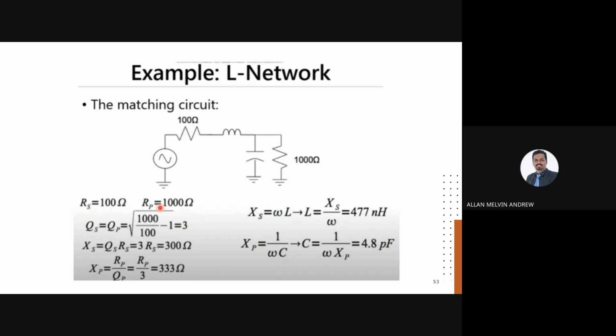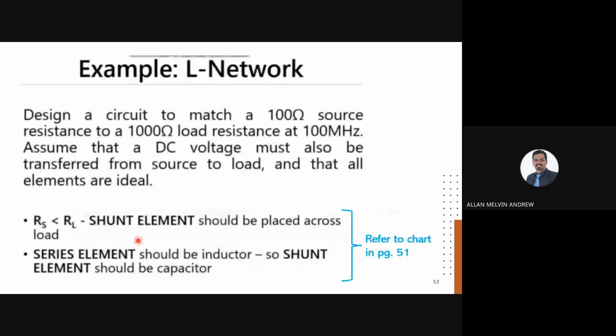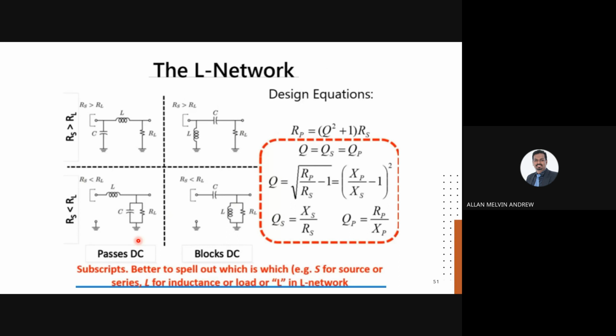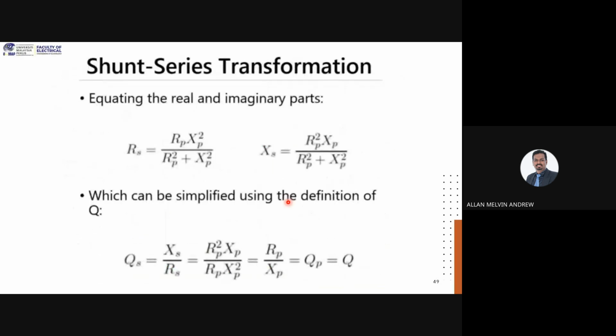Sometimes they will use Rp, sometimes they will use RL. But I strongly suggest you use RL so that you know this is the source resistance and this is the load resistance. If suddenly you use P, then you get confused about what P is. Okay, so here you have QS equals, and here I change P to L, so QL equals. For this you use these formulas. You have a few formulas here and also a few formulas here, so you can determine which formula you want to use.